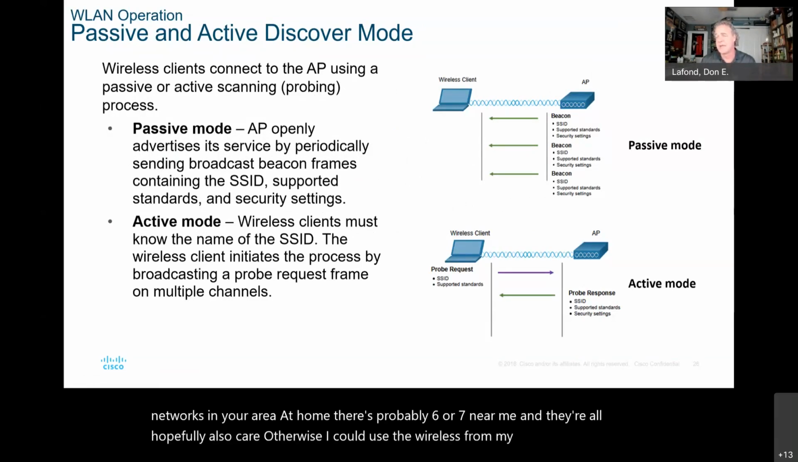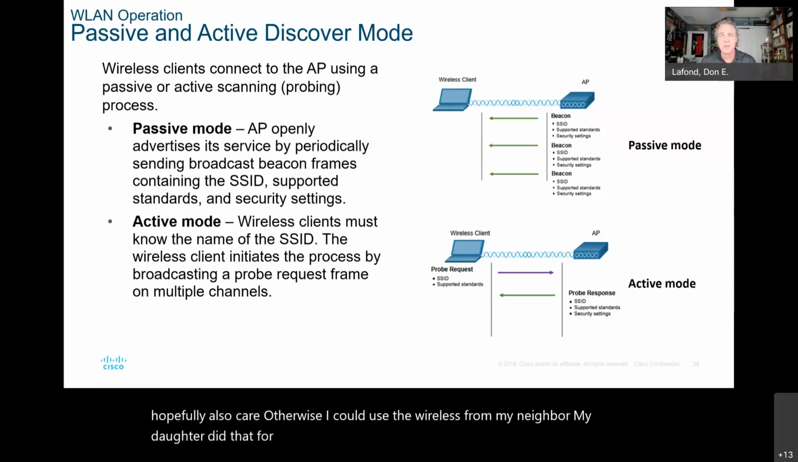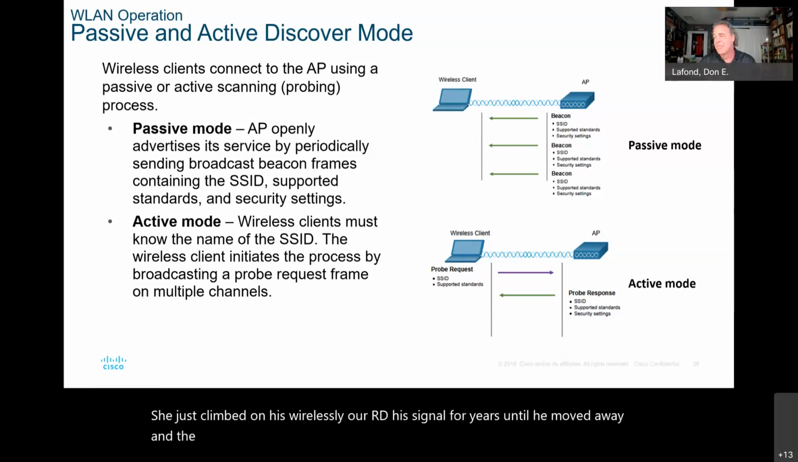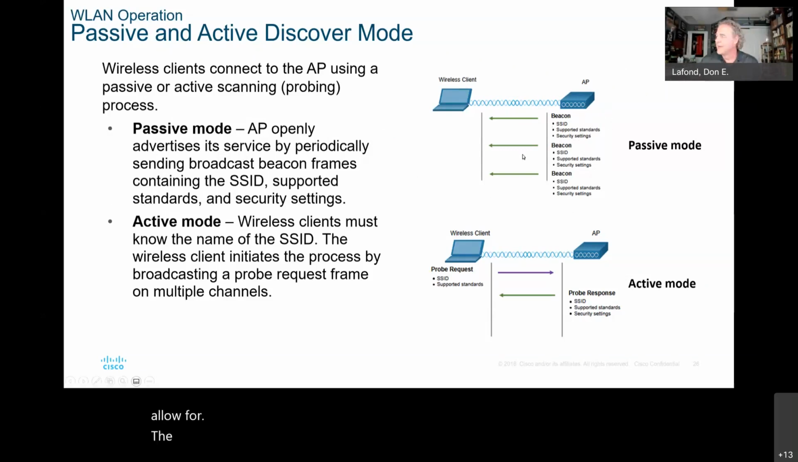My daughter did that for years in her apartment. Her neighbor didn't have a password, and she just climbed on his wirelessly, rode his signal for years until he moved away. And the next tenant that moved into that apartment did not freely allow for the free Wi-Fi for her, so she had to find something else.